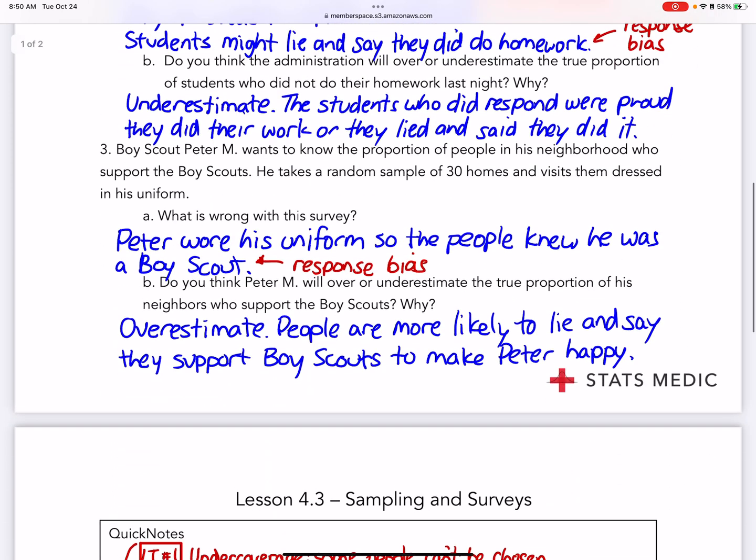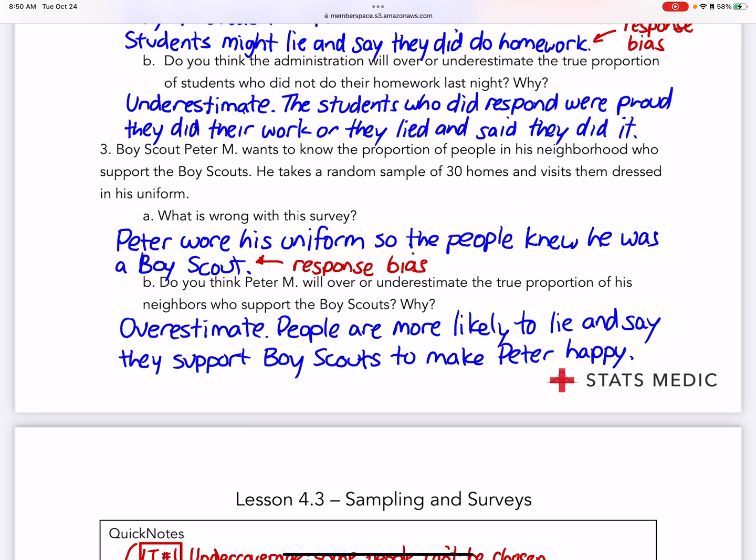Okay, and the third survey, Boy Scout Peter wants to know the proportion of people in his neighborhood who would support the Boy Scouts. So he takes a random sample of 30 homes and he is dressed in his uniform. Okay, again, we like the random sample. However, his question's not bad. Do you support the Boy Scouts?